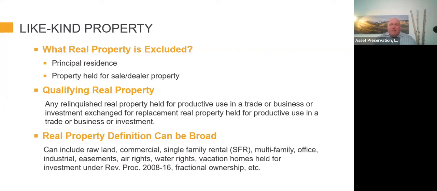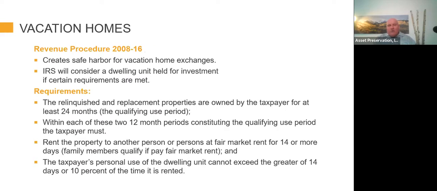And as you see at the very bottom, the last bullet point: raw land, commercial, single family rental, multifamily, office, industrial, easements, air rights, water rights, and even a vacation home held for investment, which I'll touch upon, and then fractional ownership, which is that Delaware statutory trust. So like-kind is super broad. We're going to look at it in a moment about converting a rental to a residence or vice versa, because there are other planning opportunities.